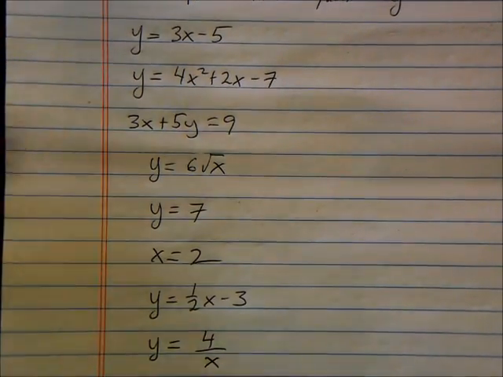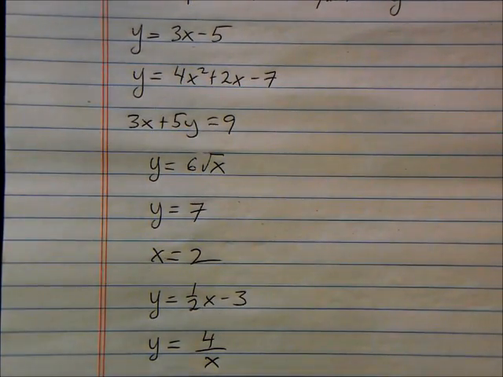All right, so there's a whole bunch of different equations. Some of those equations are linear and some of them are not. And by the end of today, you should immediately be able to look at an equation and say, yes, it's linear, or no, it's not. All right, so number one, y equals 3x minus 5. Linear or not linear?